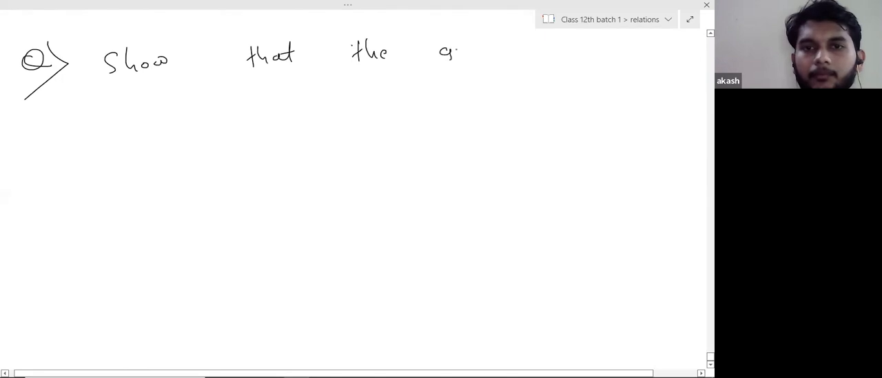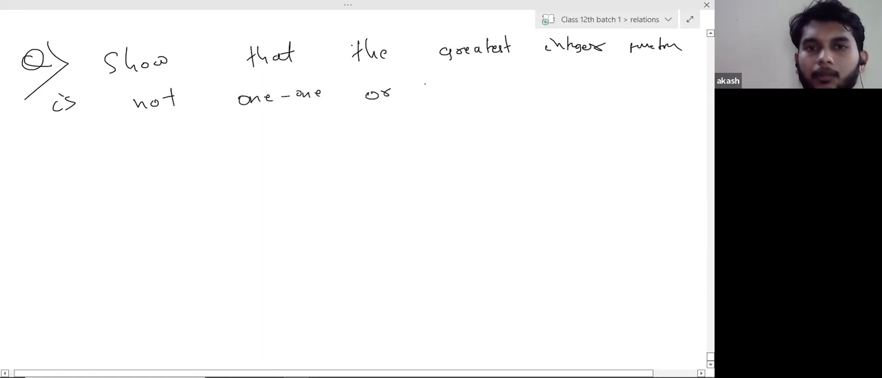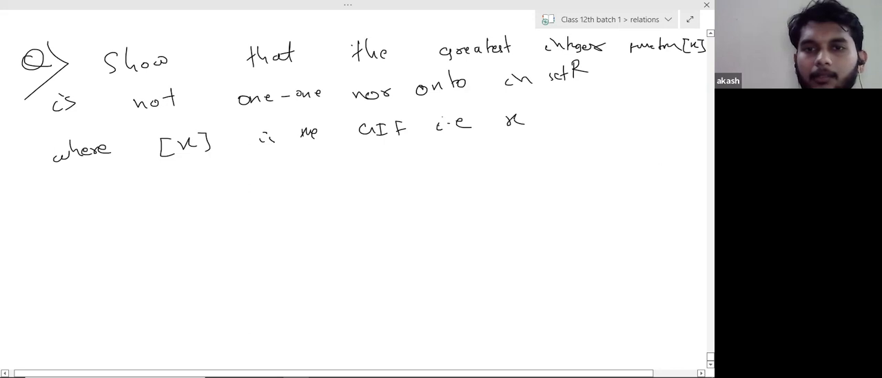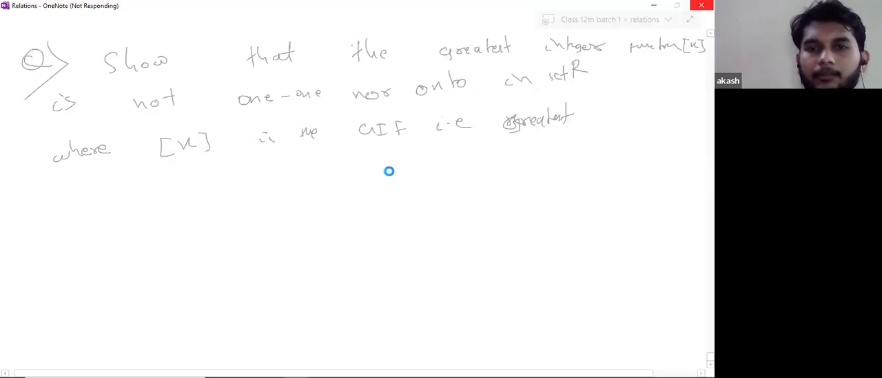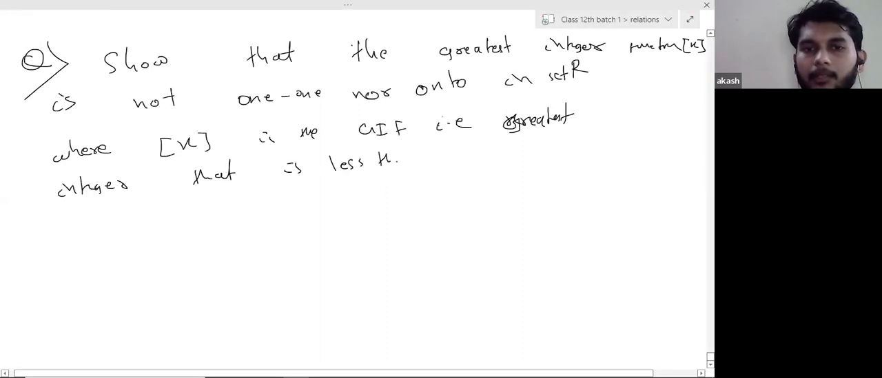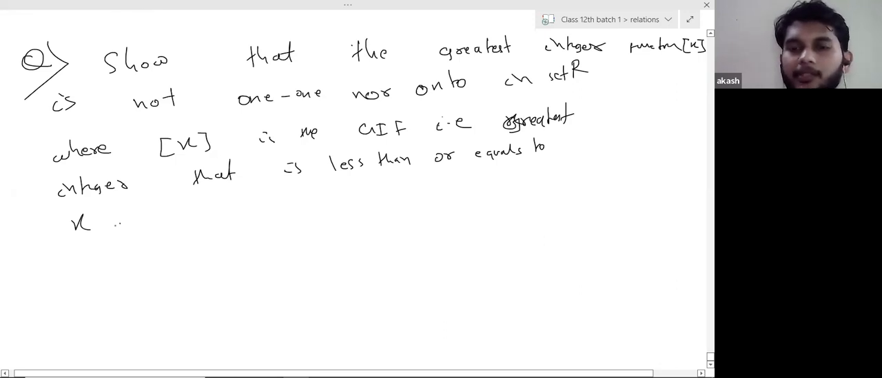Show that greatest integer function is not one-one, nor onto, in set R. Where is the GIF? That is the greatest integer that is less than or equal to x. All right, I hope everyone knows what greatest integer function is.